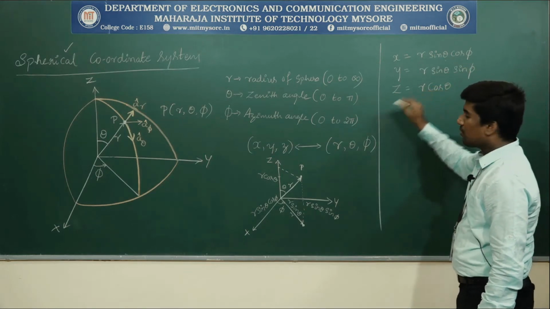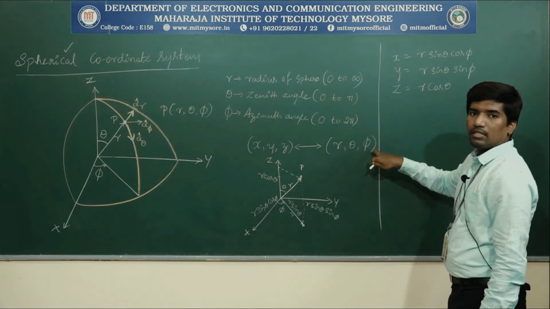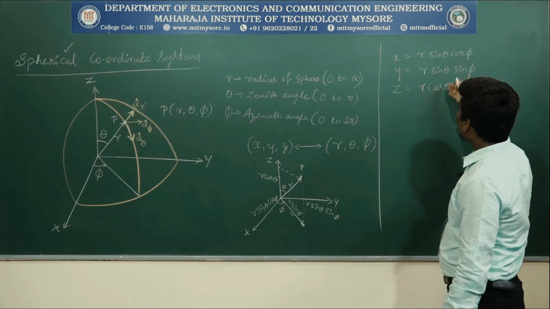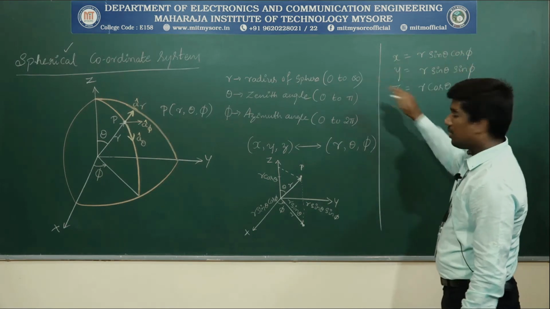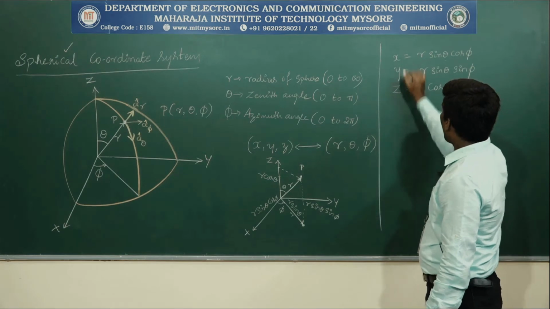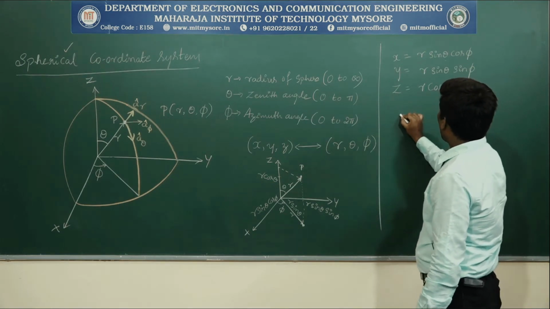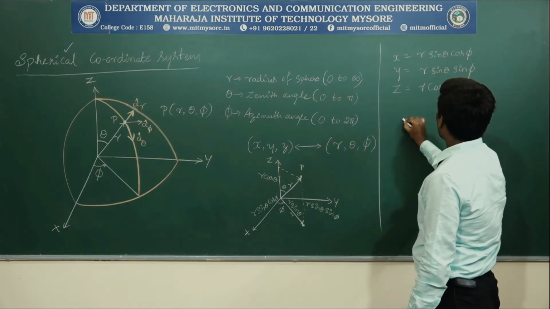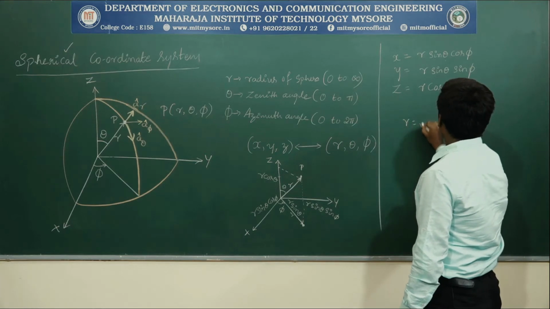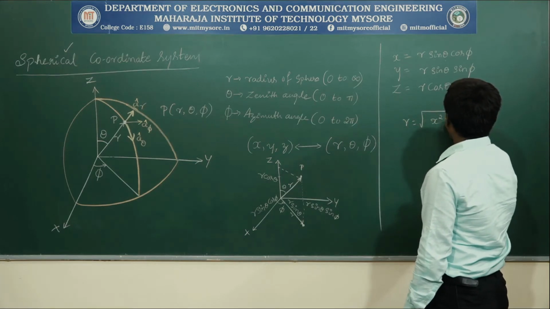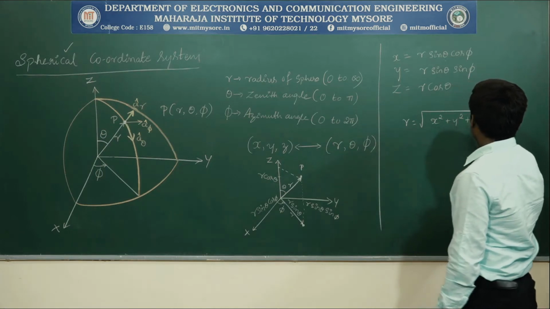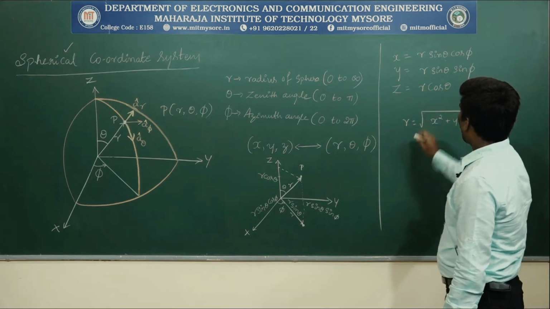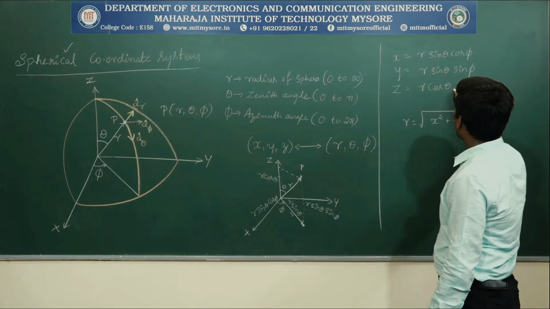This is the conversion from Cartesian to spherical coordinate system. Now we need to perform the back conversion, that is r, theta, phi to x, y, z. In order to do so, using equations 1, 2, 3, if we perform these three things, then r is equal to square root of x square plus y square plus z square. We are going to get this one.